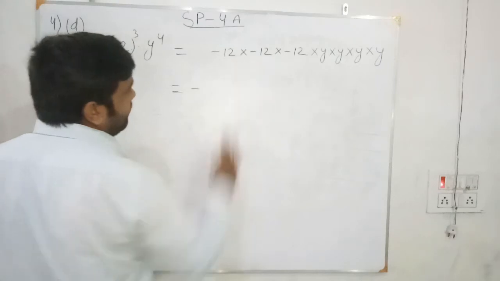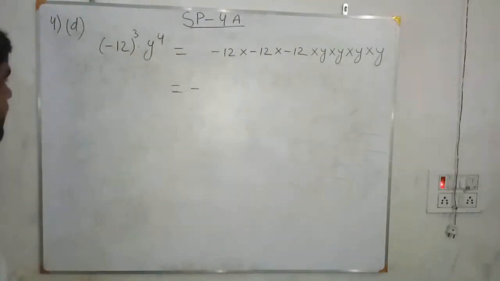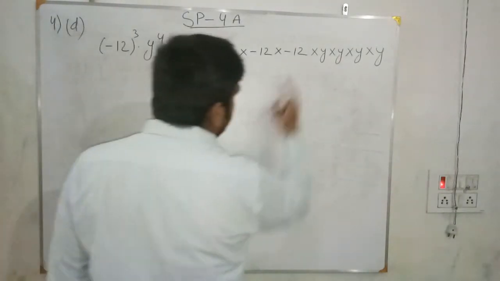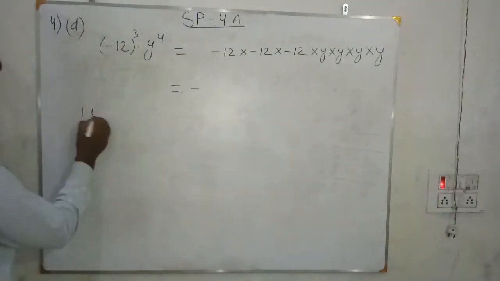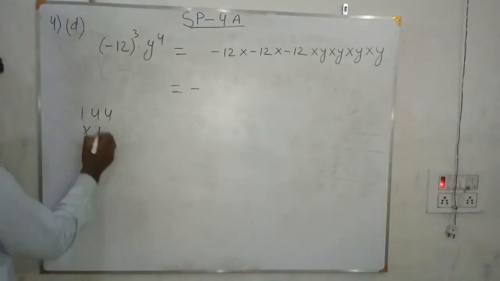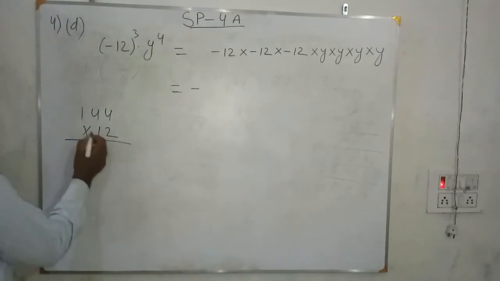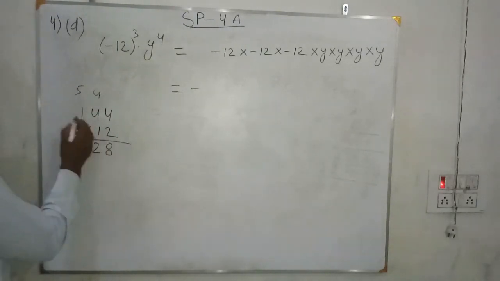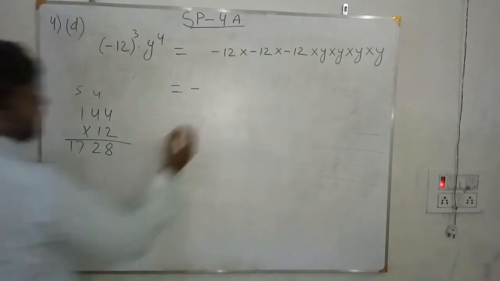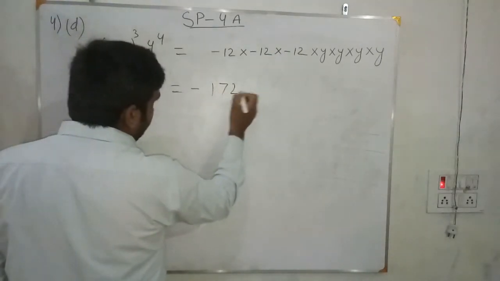Now 12 12s are 144. Now 144 multiply 12. So when we multiply 144 by 12, see what product we get. 12 4s are 48, 8 carry 4. 12 4s are 48, plus 4 is 52, 2 carry 5. 12 1s are 12, plus 5 is 17. That is 1728. So minus 1728.